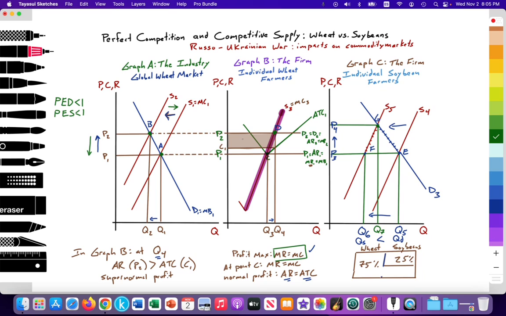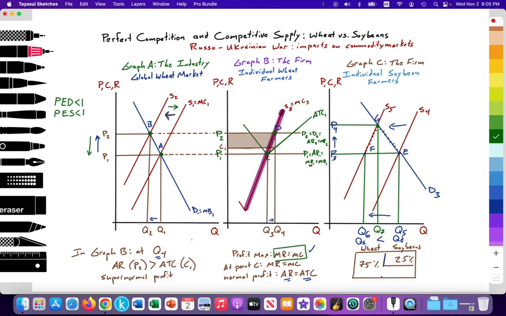For those that studied perfect competition, there's also another theoretical reason as to why the price would be falling and the supply would be increasing. At the same time, in theory, the higher price of wheat incentivizes farmers to increase their quantity supplied from Q3 to Q4 or from point C to point D to generate supernormal profit. And that supernormal profit is highlighted or shaded in brown here.